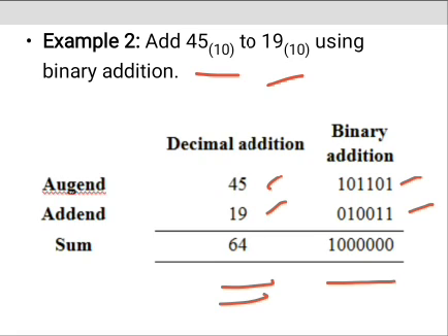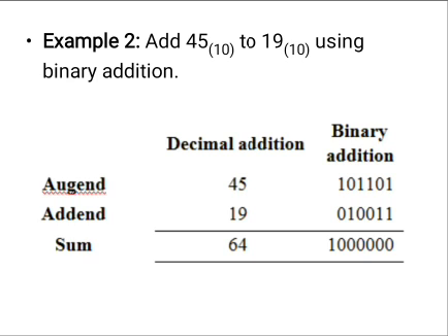So, the first column 1 plus 1 equals 0, carry 1. The second column 0 plus 1 plus the carry, that means 1 plus 1 equals 0, once again carry 1. Again 1 plus 1 equals 0, once again carry 1. Again 1 plus 1 equals 0, carry 1, and finally 1 plus 1 equals 10. The answer is 64.